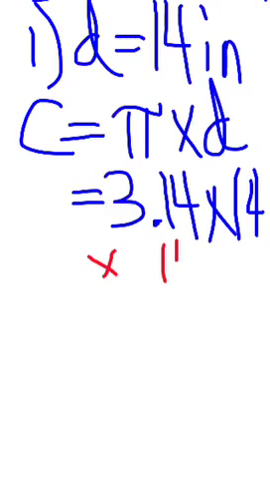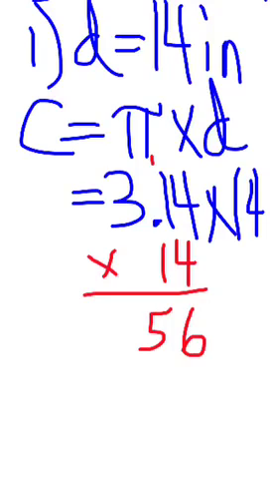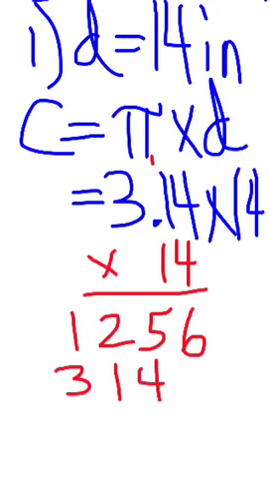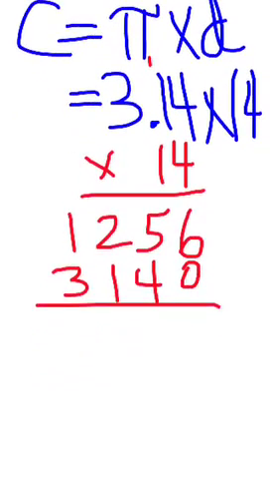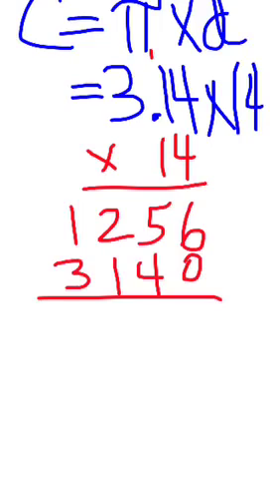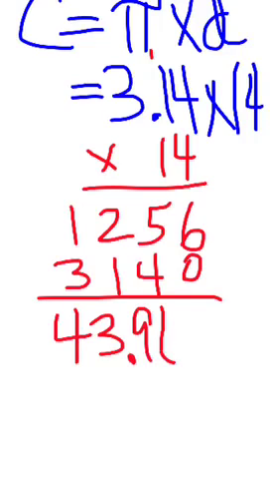So we have 3.14 times 14. So the circumference would be 43.96 inches. Let's look at another example.